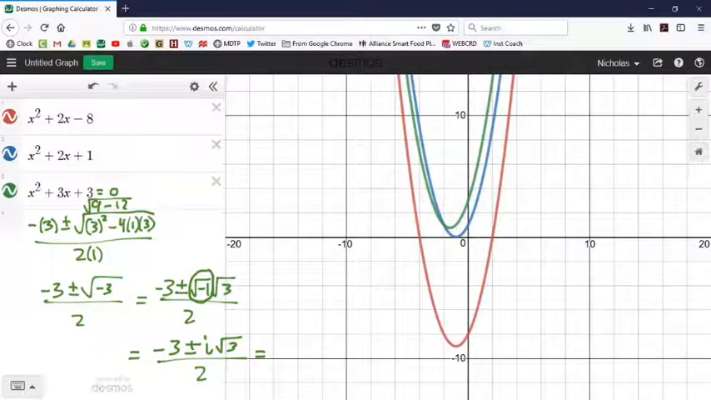Now check this out. You can write this a different way, the standard way, and that would be negative 3 divided by 2 plus or minus i rad 3 divided by 2. How'd you do that? I divided this by 2. I divided this by 2. That's how you get it. And don't forget your i.